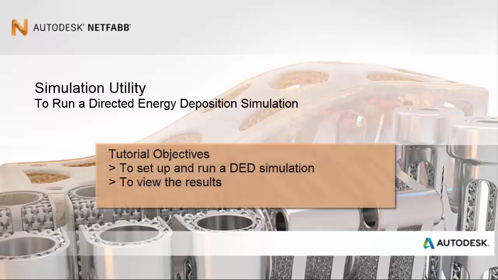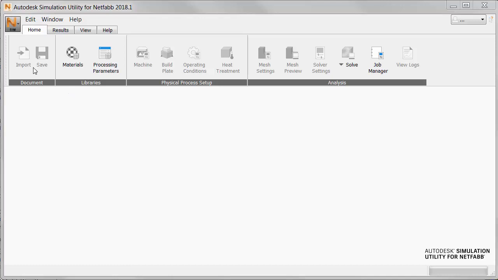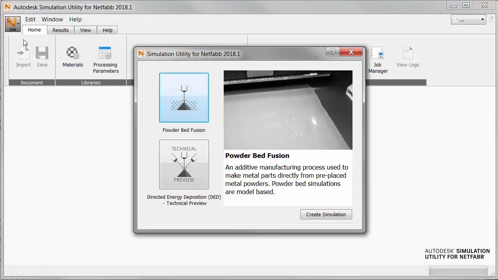Welcome to this tutorial that will show you how to set up and run a directed energy deposition simulation and then to view the results. In the simulation utility, start with the simulation menu in the upper left corner of the user interface and select New.